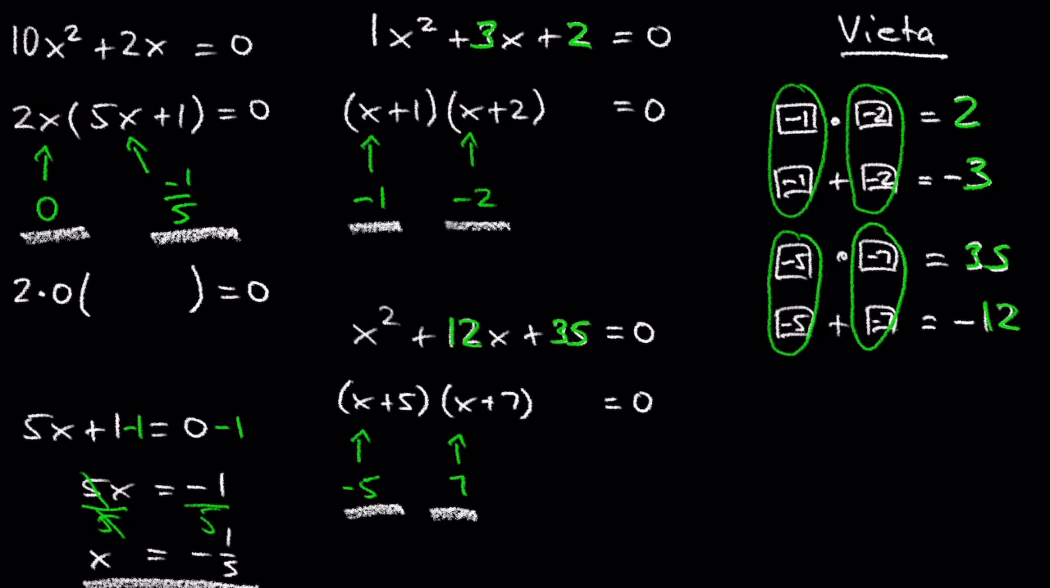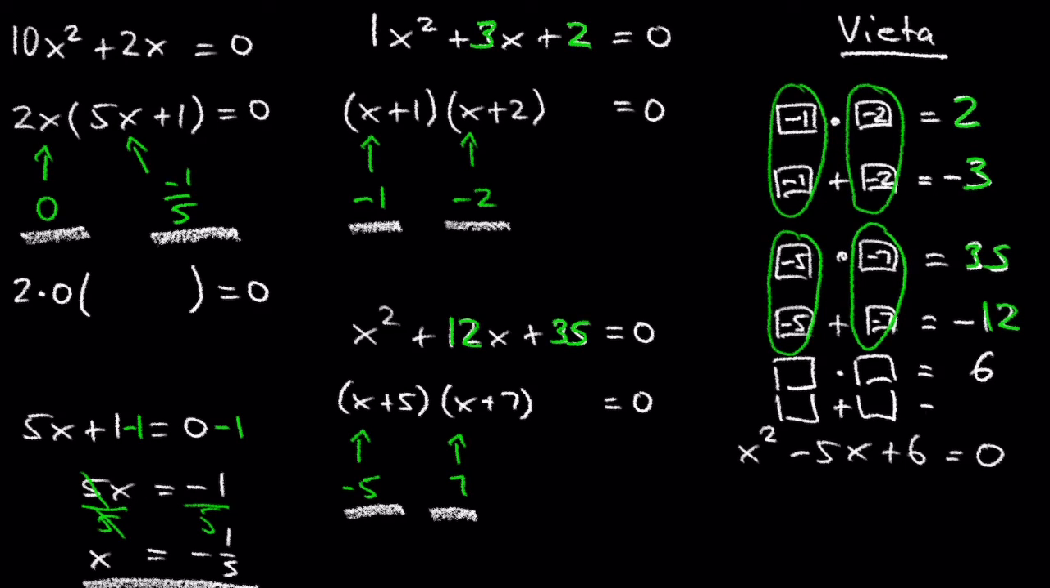What about this example? x squared minus 5x plus 6 equals 0. Which two numbers multiplied together equal 6? And which of those same numbers added together equal 5? Feel free to pause the video and find out.